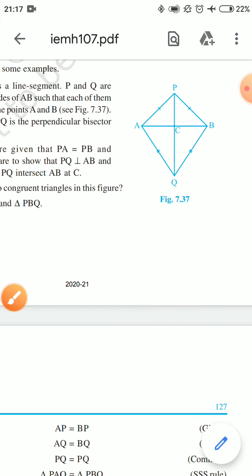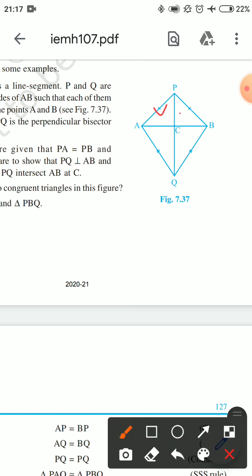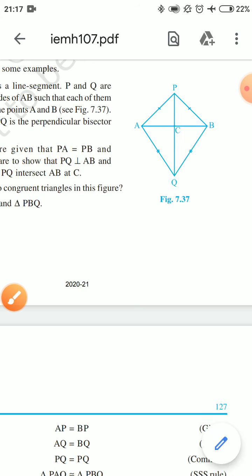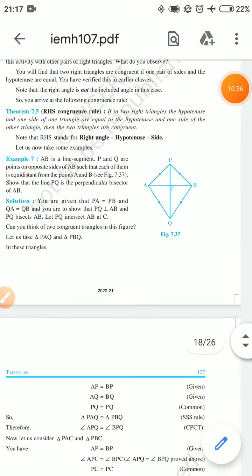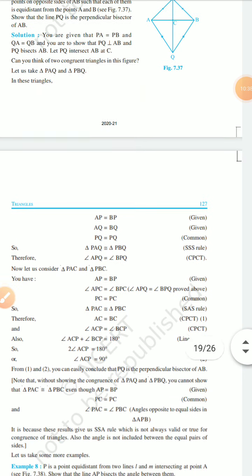AB, right? So again, as we have proved earlier that this triangle is congruent to this triangle, by CPCT this side will be equal to this side, right? This will be equal by CPCT. Why? Because these two triangles are congruent, and therefore their corresponding parts, that is side AC, will be equal to side BC. So we have proved that this line segment PQ is bisecting line segment AB perpendicularly. And let us move on to the next example.